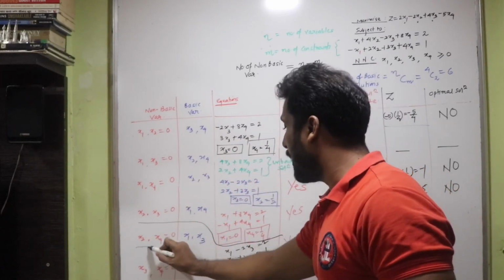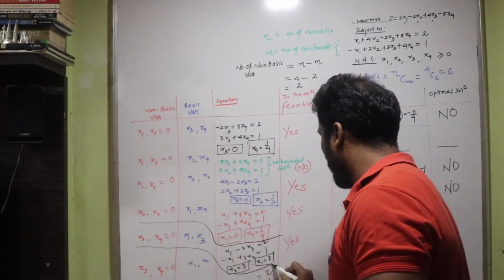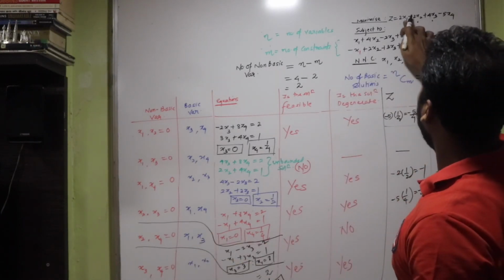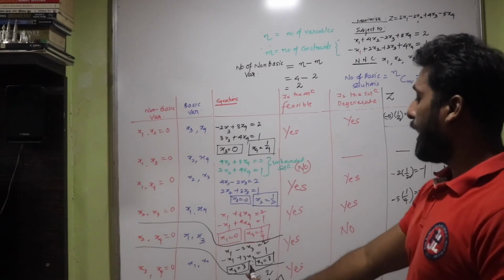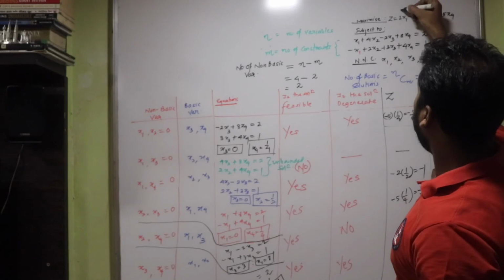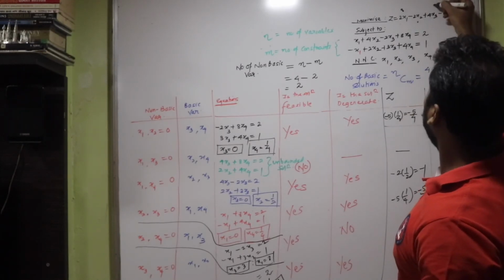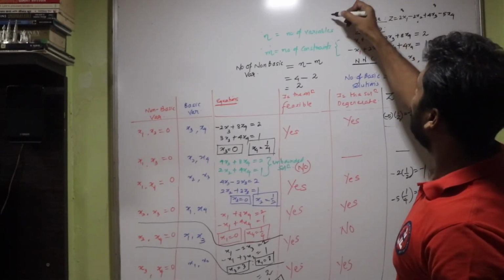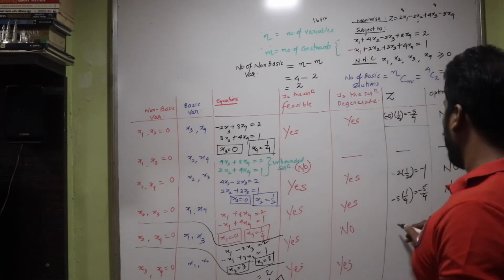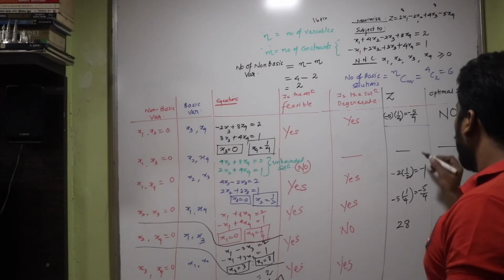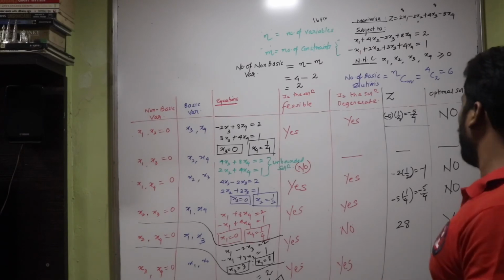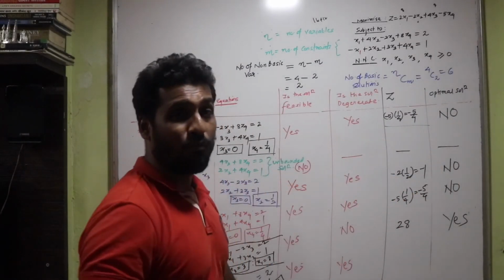Let's take the next set of values. So here x2 and x4 are taken as 0. x3 and x1 came 3 and 8. So x1 is 8 and x3 came 3. So that's 2 into 8, that gives me 16, and 4 into 3, that gives me 12. 16 plus 12, I get 28. So see, this is the highest value so far I have got. So I'm going to write yes over here, isn't it?